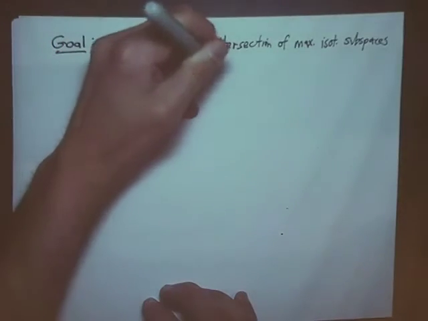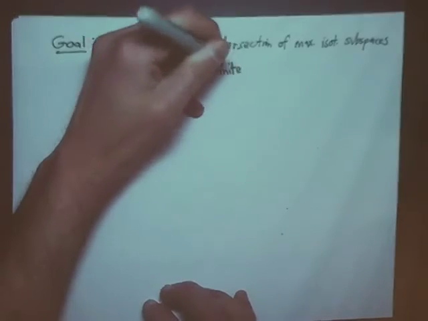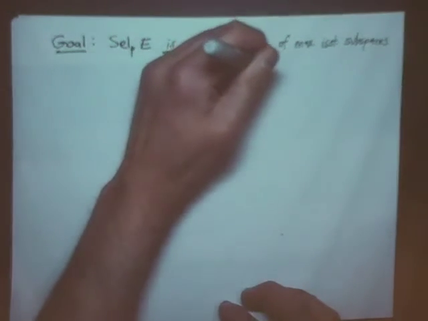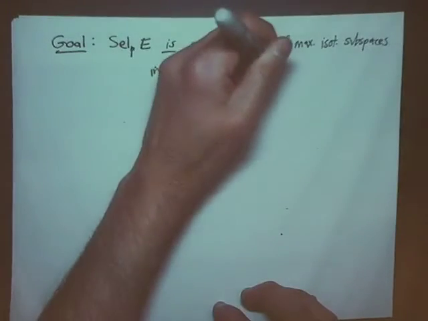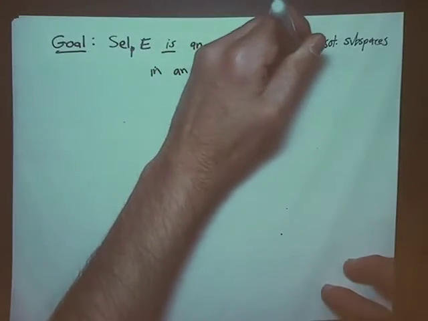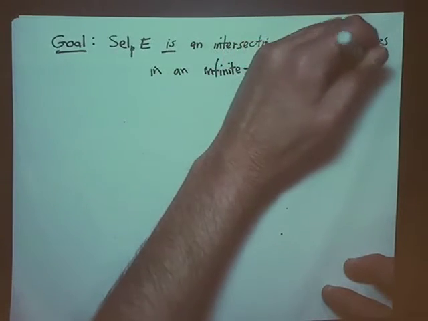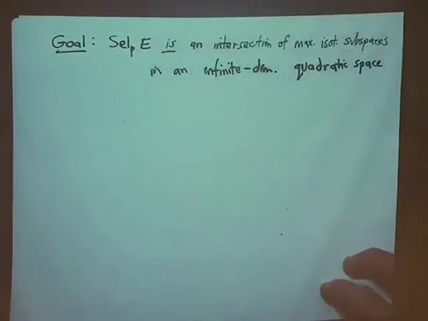Here we were taking a 2n dimensional quadratic space and letting n tend to infinity. But the actual thing is that it's an intersection in an infinite dimensional quadratic space. So now the question is, where does this quadratic space come from? I need to build it just from the elliptic curve.